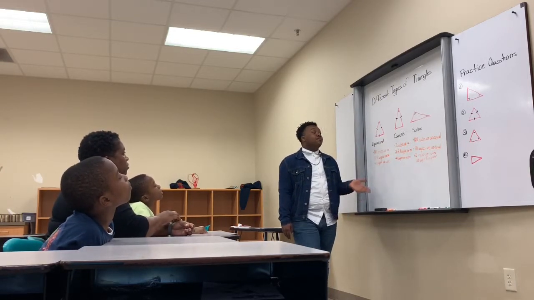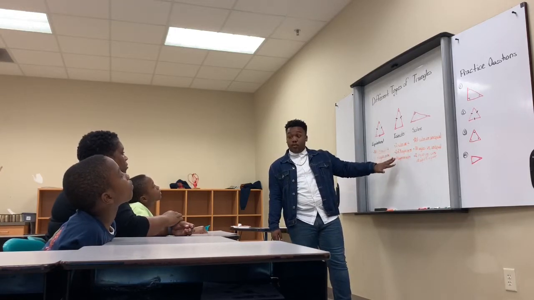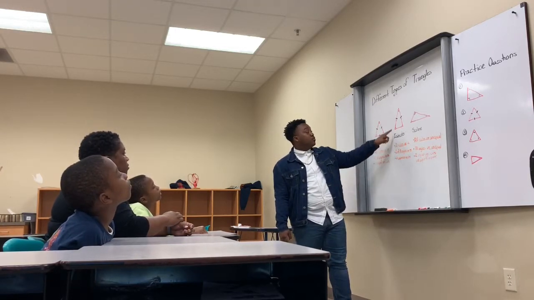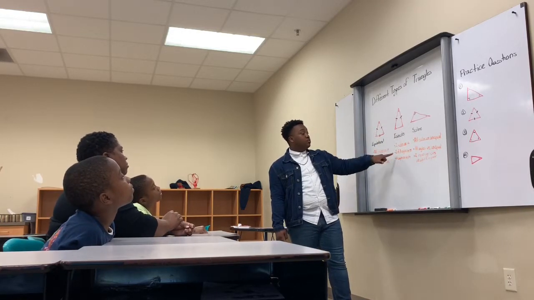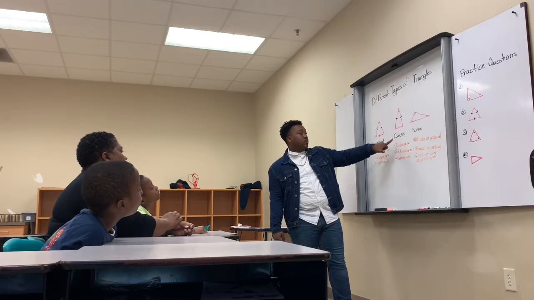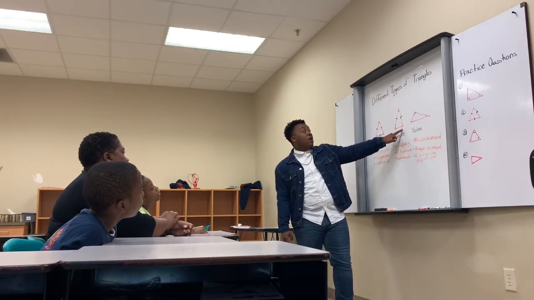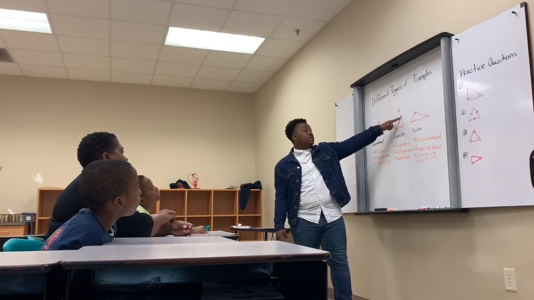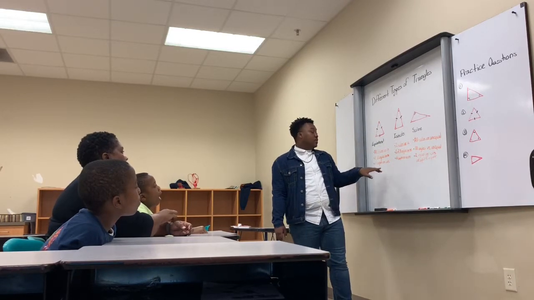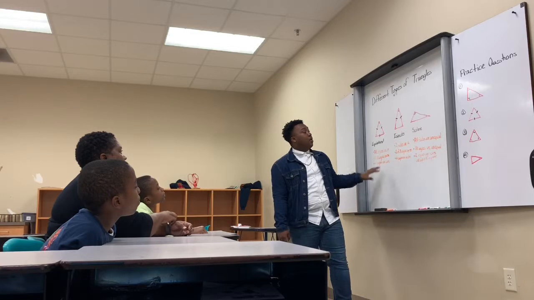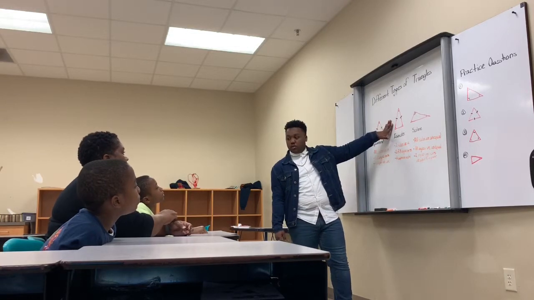Isosceles triangles, 2 sides are equal, as you can see by the lines of congruency, and then 2 of the 3 angles are equal to each other. So as you see right here, but the 3rd angle here isn't congruent with the others. Okay, and then once again, just like the equilateral triangle, all of the angles are acute, right?